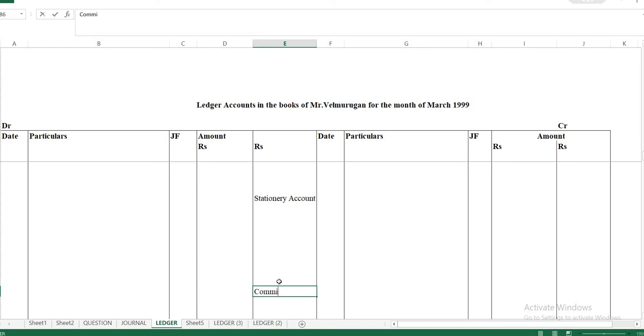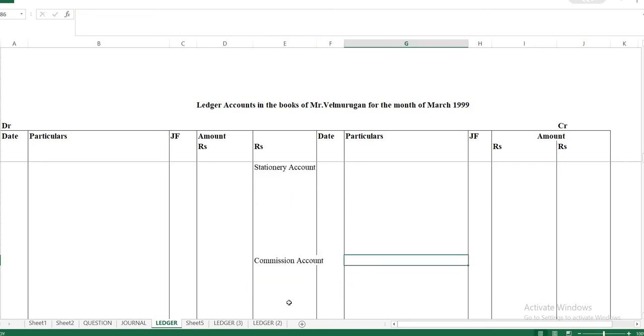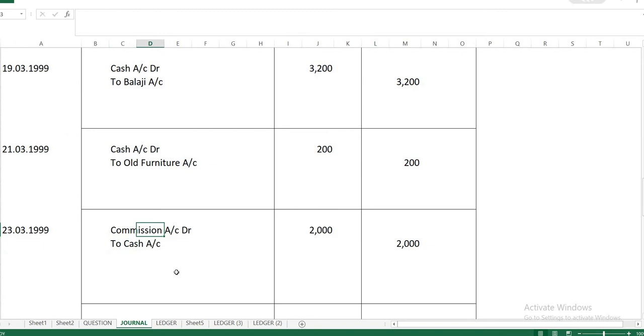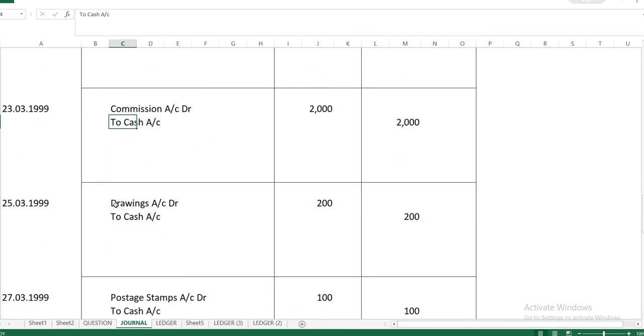Commission account, like this you can go through from the journal and work out what accounts we have to prepare, or else you can think it over. Journal entry you can think it over, and straight away ledger accounts also you can post. Instead of wasting time in the journal, you can straight away post it in the ledger also. So commission account we created. Cash account already has been created, so no need to create.